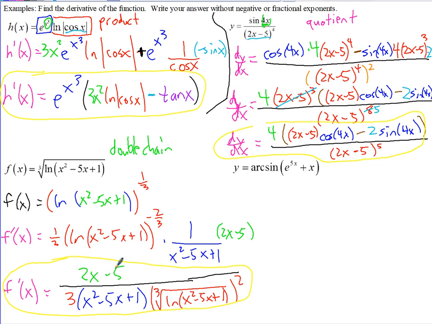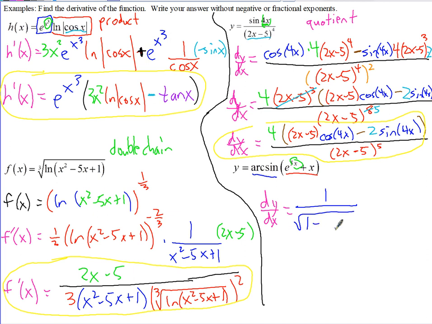Let's take a look at the next one here. So we've got y equals arc sine of e to the 5x plus x. So the outer function then is arc sine, our inner function, and then we've got another double chain, just slightly different, 5x right there. Then we take the derivative, dy dx equals, well, let's start on the outside. The derivative of arc sine, remember, is 1 over the square root of 1 minus, normally the x squared, but it's whatever is inside of arc sine, so it'd be e to the 5x plus x squared.